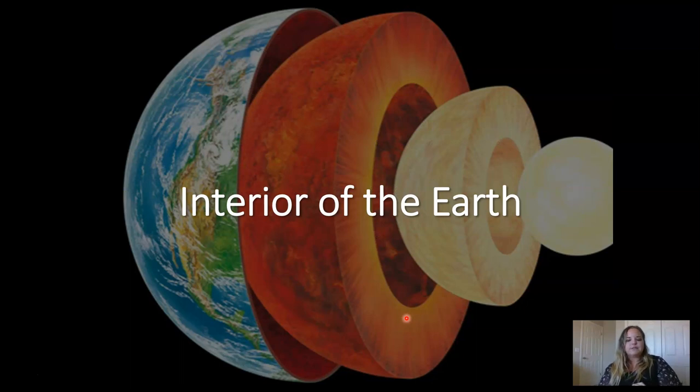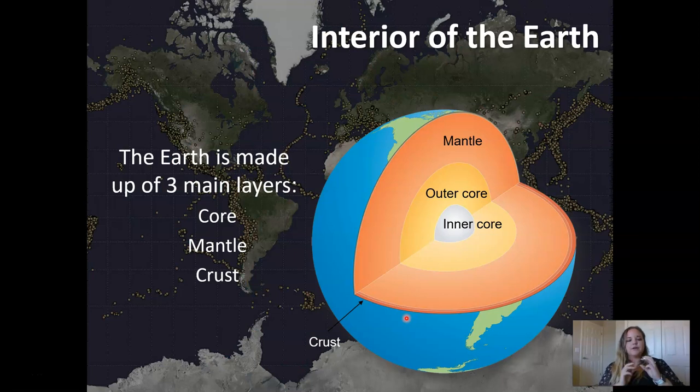But first, we need to know something about the interior of the Earth. So inside the Earth, we're not just one solid rock. There are different layers to our Earth. Okay, so we have three main layers, and then we'll break it up from there. Our three main layers are the core, the mantle, and the crust. Okay, the crust is what you stand on, the mantle is below that, and then the core is the center of the Earth.